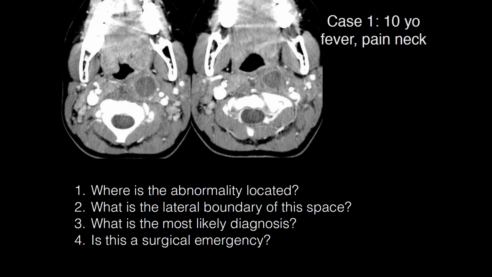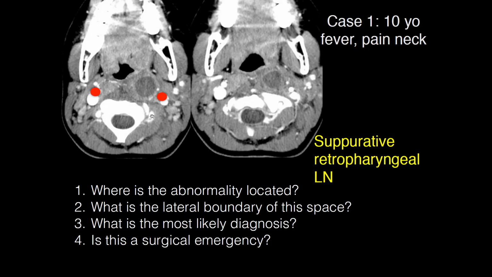Where is the abnormality? I think it's in the left aspect of the retropharyngeal space. And what is the lateral boundary of this space that you correctly identified? This is the carotid sheath. Yes. And in particular, I think the internal carotid is a very useful landmark for me. And what's the most likely diagnosis here? I think it's probably suppurative lymphadenopathy. Yeah, very good. And is this a surgical emergency? I don't think so. Right, good.